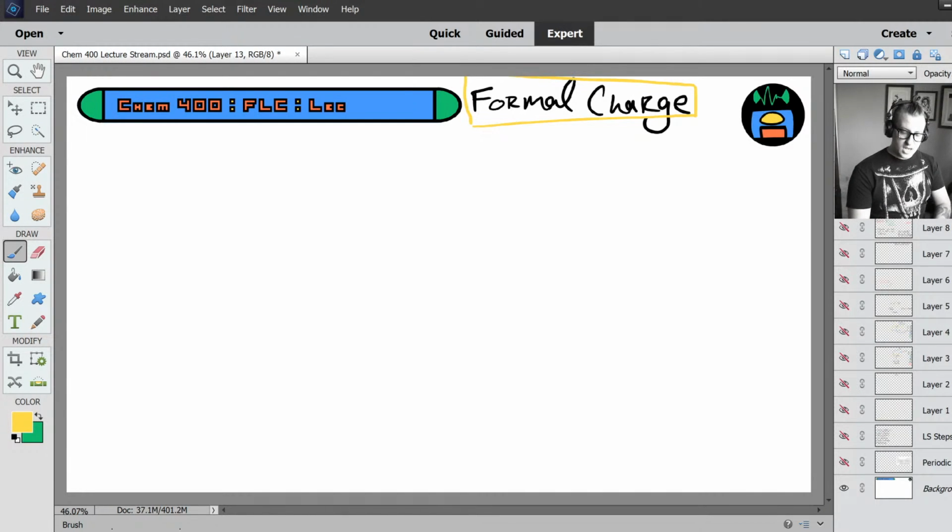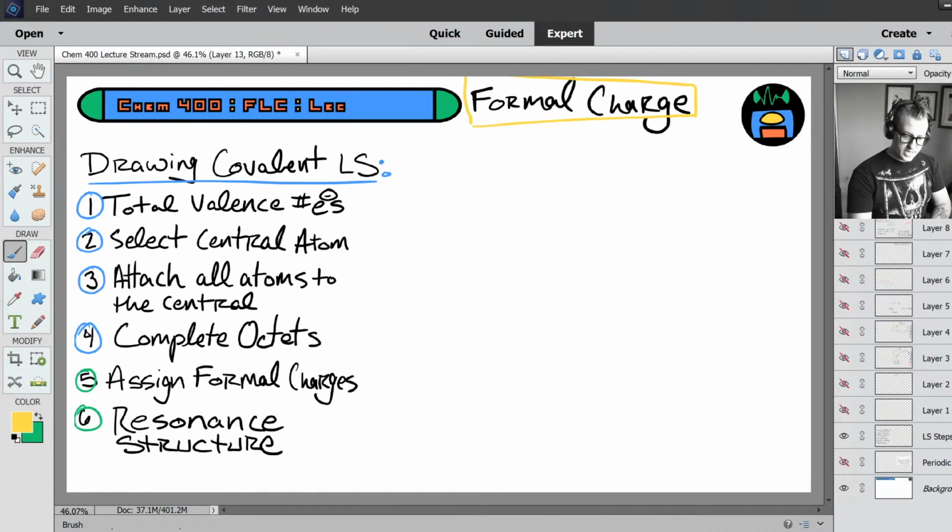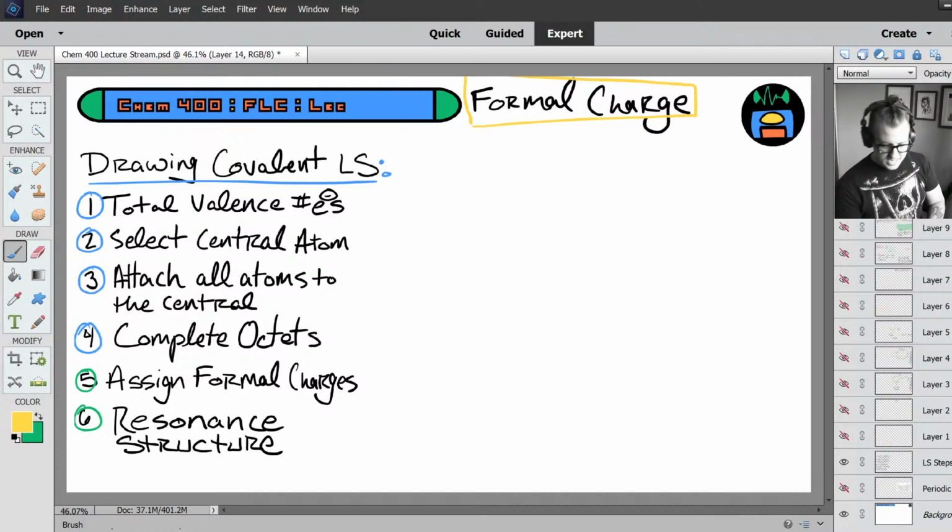Okay. Let's get into this. Up to this moment in time, every Lewis structure that we've drawn has been neutral. They haven't had any charges. So we haven't had to worry about formal charges. Now the time has come to cross that Rubicon. So let's draw the Lewis structure for the following molecule. Let's draw the Lewis structure for hydroxide.